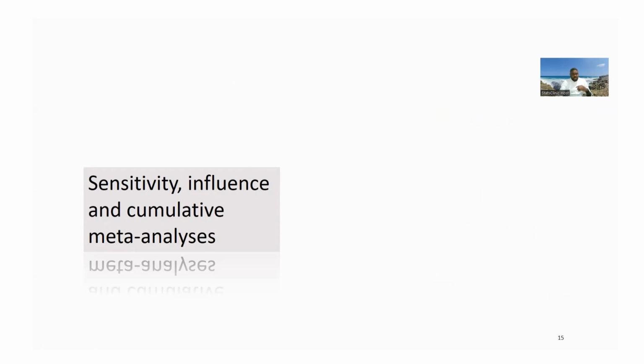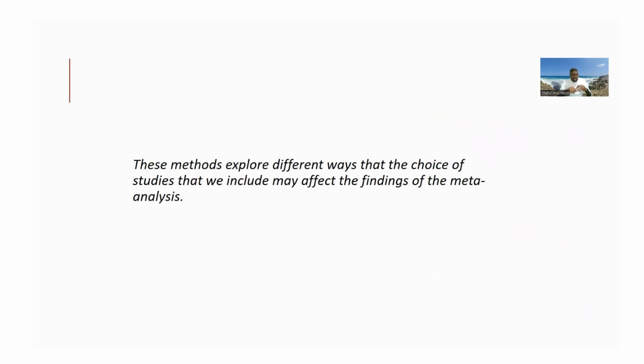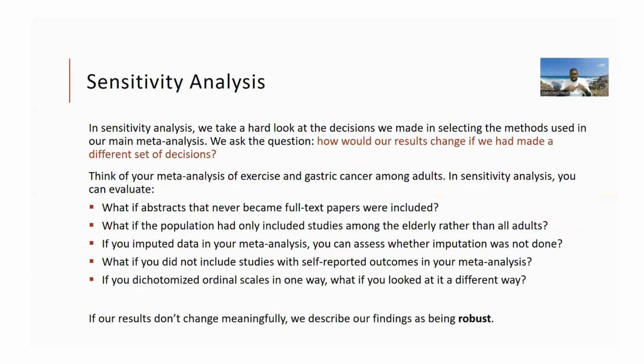Changing gears a little. So sensitivity analysis. Let's talk about sensitivity analysis. Basically, the methods that we're going to talk about now explore different ways that the choice of studies that we include may affect the findings of the meta-analysis. In sensitivity analysis, we take a hard look at the decisions that we made in selecting the methods, and then we ask, how would our results have been different if we had made a different set of decisions?